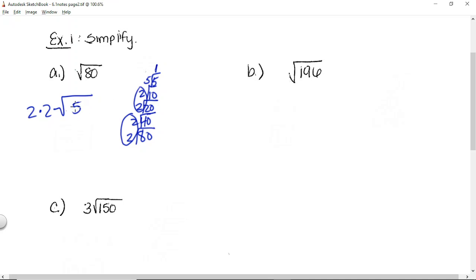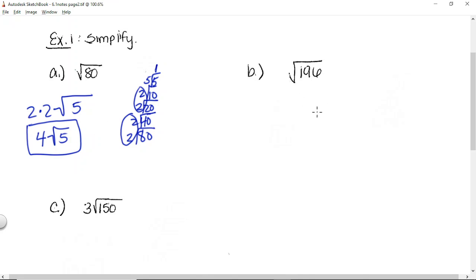If there were more numbers inside, we would multiply them by each other, right? So all we have to multiply, though, is what's outside. 2 times 2 is 4. And inside it's square root of 5, and that's it. Okay?